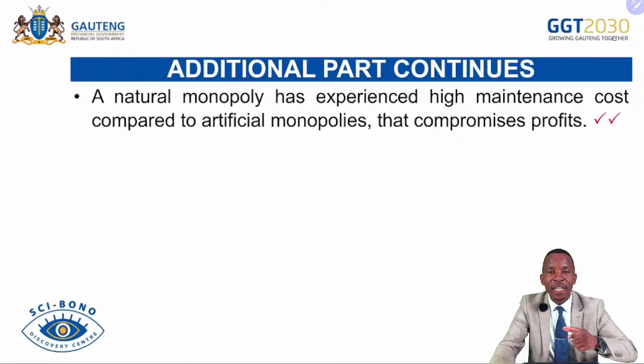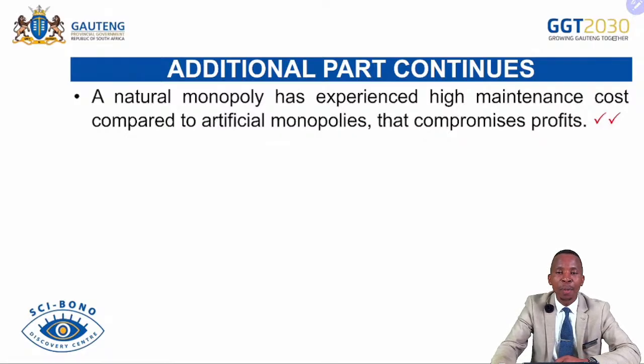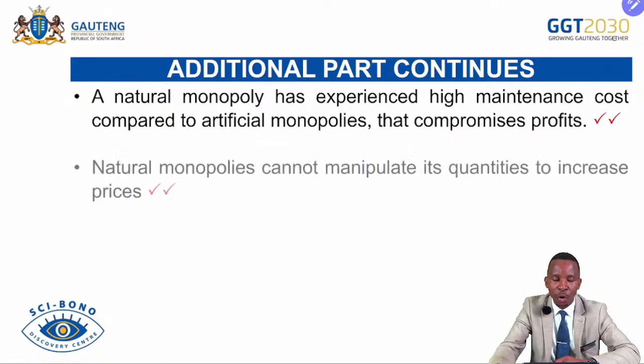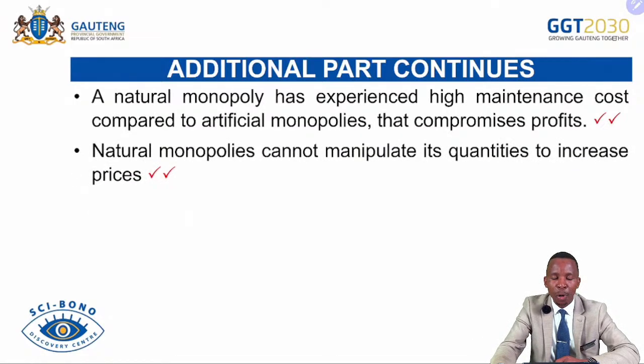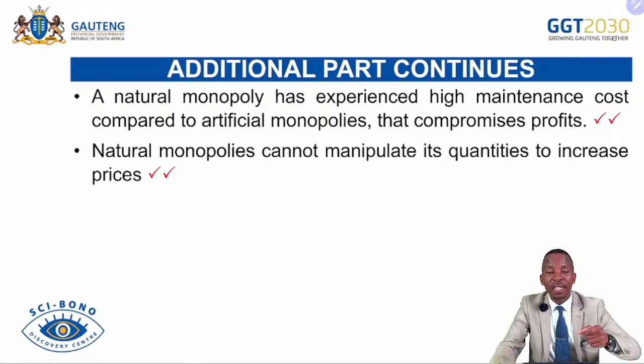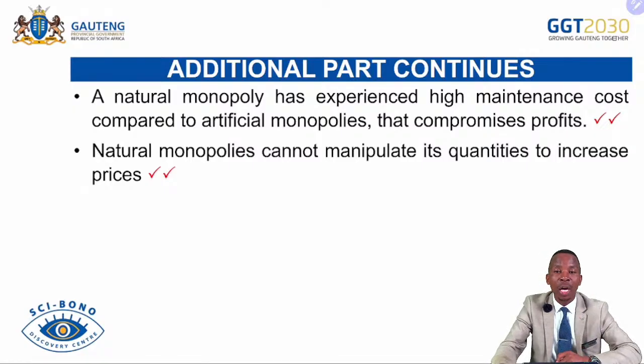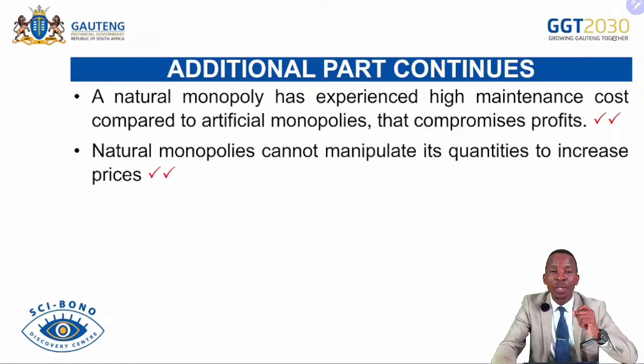Therefore, the amount for maintenance is the one that is used, and then what happens? Profits will always be compromised because the amount that should be a profit is used to maintain the business or the operations. Natural monopolies cannot manipulate their quantities to increase the price. Remember, I said that because these businesses are the SOEs. At the same time, they are all about social welfare. They consider the social interest more than self and economic interest.